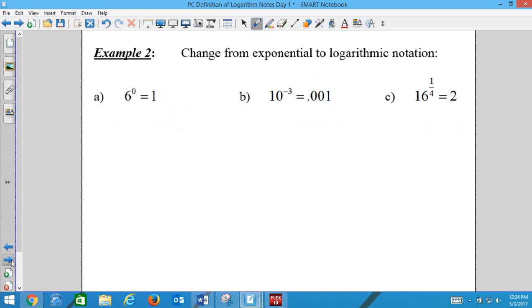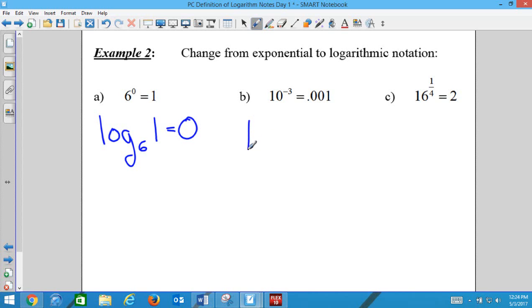Okay. Next, we're taking exponential form and putting it into logarithmic form. So all of these will write log. What is my base for A? 6 is the base. Then what it equals comes next. Equal sign, always the exponent is what the log function equals. It always equals the exponent.